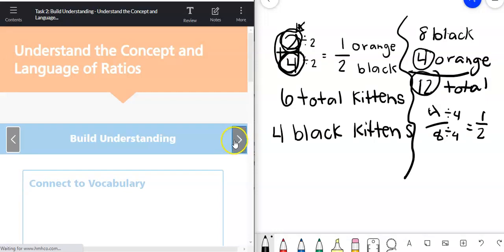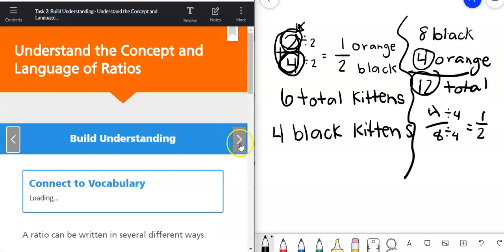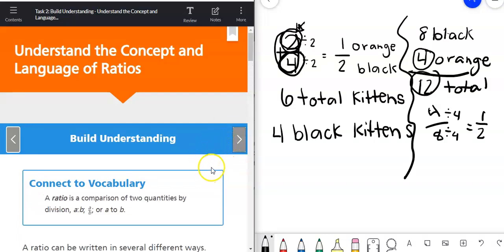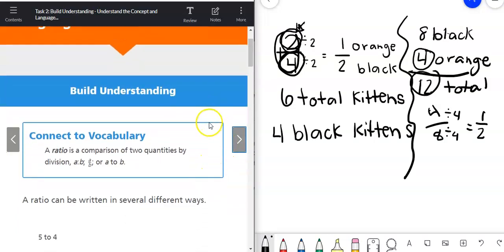Okay, I'm going to go over to number 2. But before we start on number 2, we have a little bit of stuff to talk about. First is vocabulary. Our vocabulary word is ratio. A ratio is a comparison of 2 quantities by division. So you can have it set up 3 ways.